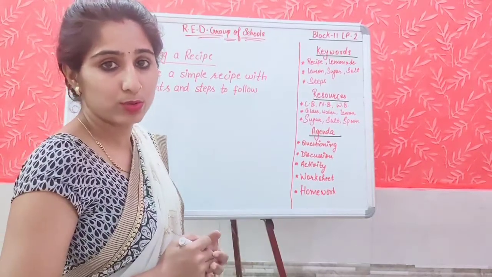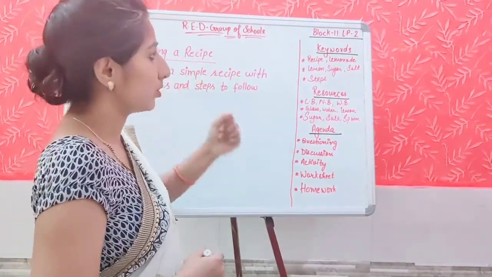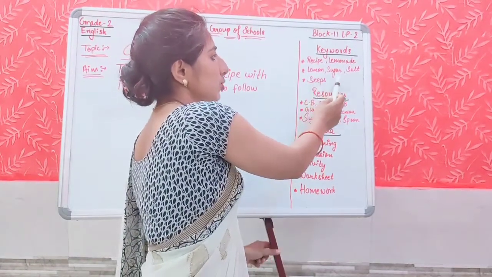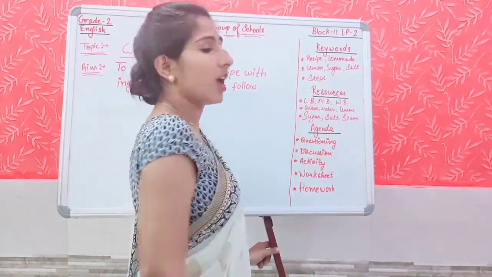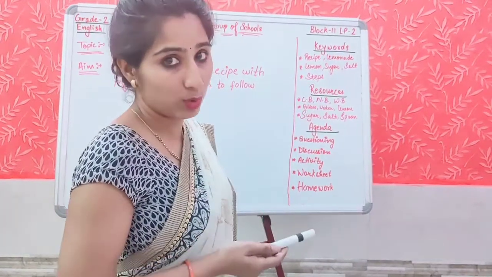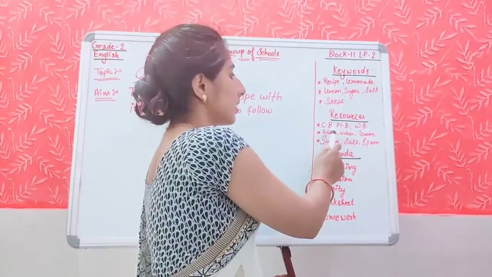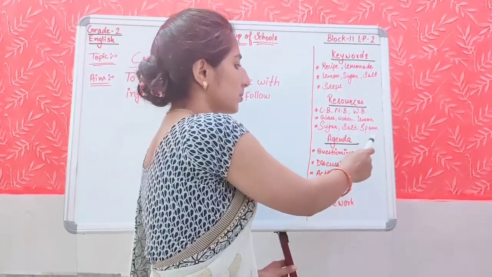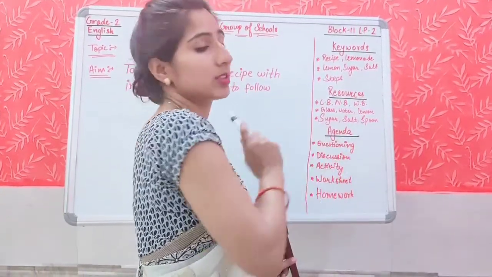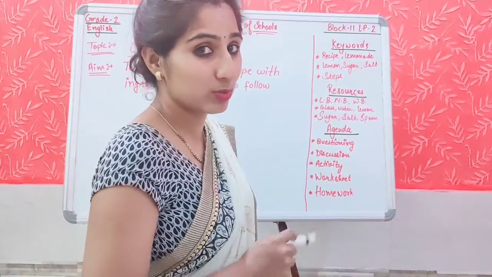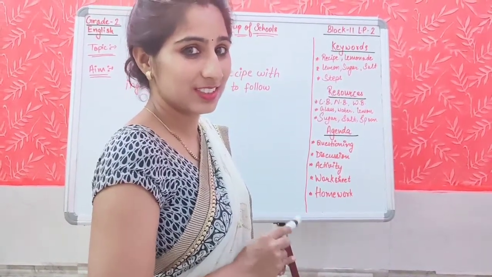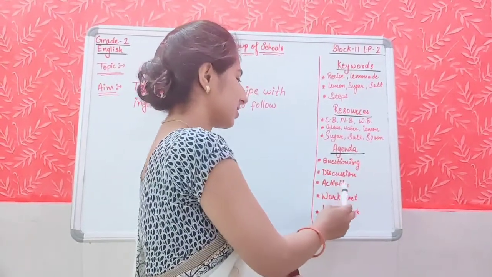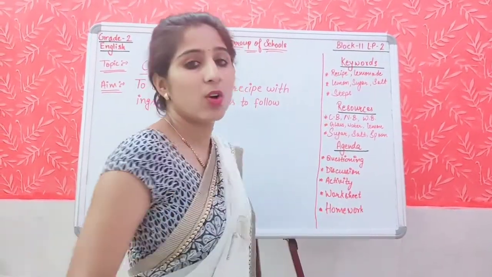Is it clear to you what we are going to do? So keywords for today's class: recipe, lemonade, lemon, sugar, salt, steps, and resources. As I told you in yesterday's class also: content book, notebook, glass, water, lemon, sugar, salt, spoon. Yes, from the resources you can guess what we are going to do. Right. Your guess is right, but I will not tell you. Agenda: questioning, discussion, activity, worksheet, and then homework.